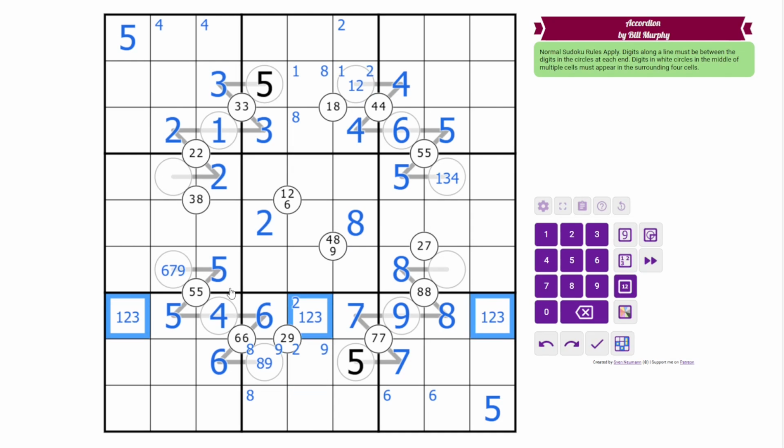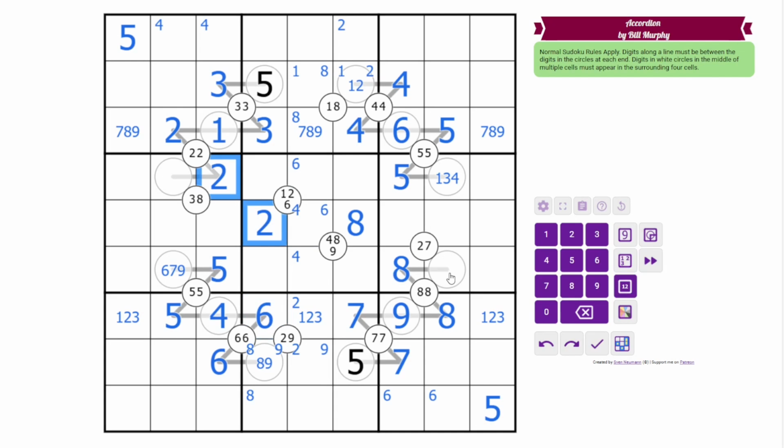Alright, these are 1, 2, 3 in some order. These are 7, 8, 9. Because of this 4, one of these has to be 4. One of these has to be 6 because of the 6.